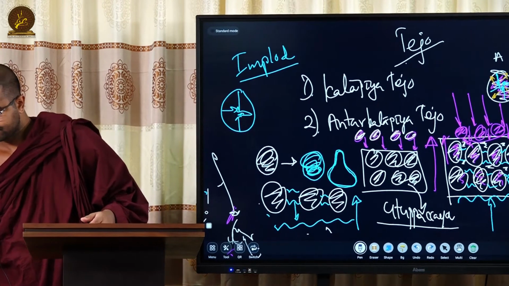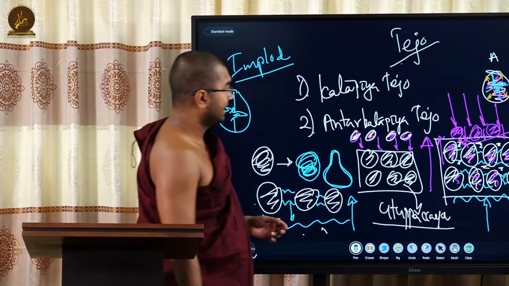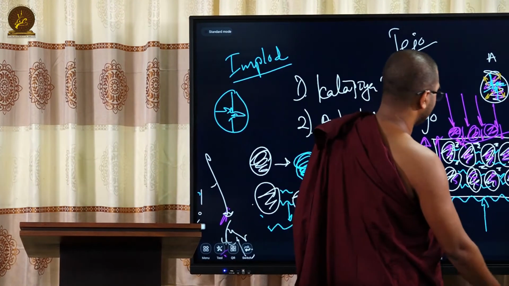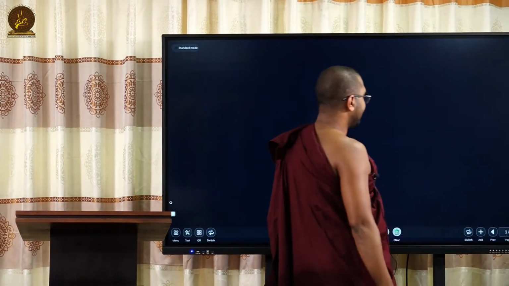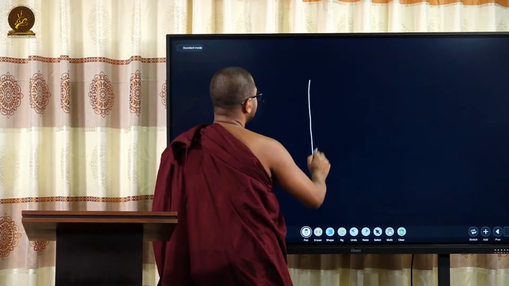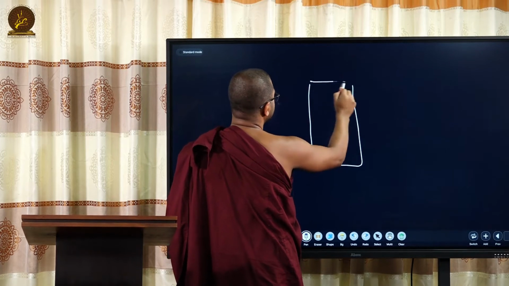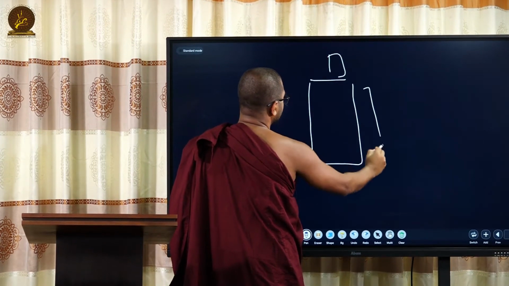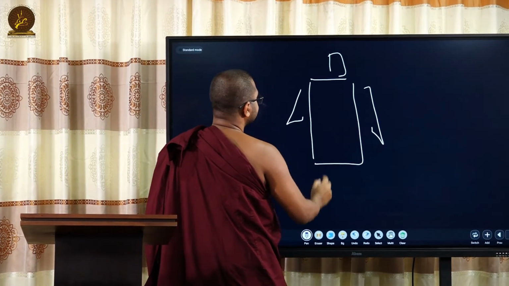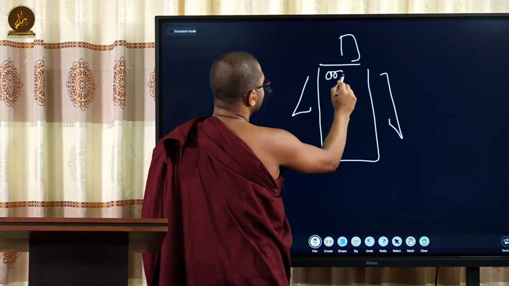soon. And also another example for this antarakalapiya tejo is the jirapana tejo. This is the human body, right? In this body there are a lot of kalapas.